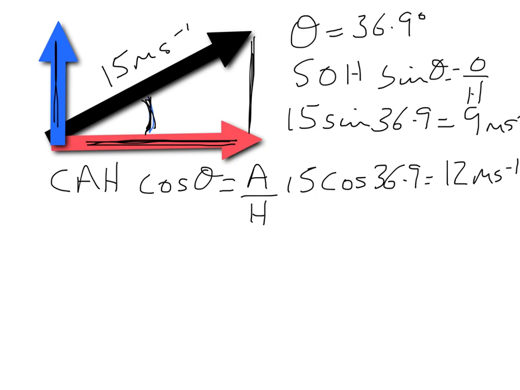So what does this mean? Well, it means that the 15 meter per second vector at 36.9 degrees above the horizontal is exactly equivalent to two vectors at right angles to each other, one horizontally with a magnitude of 12 meters per second and one vertically with a magnitude of 9 meters per second. They are the same thing.